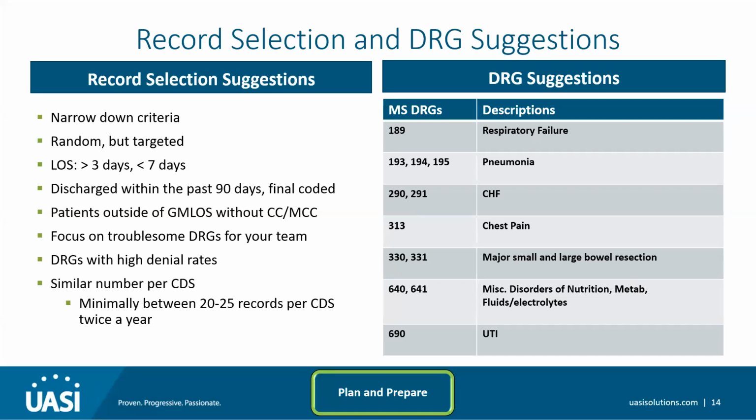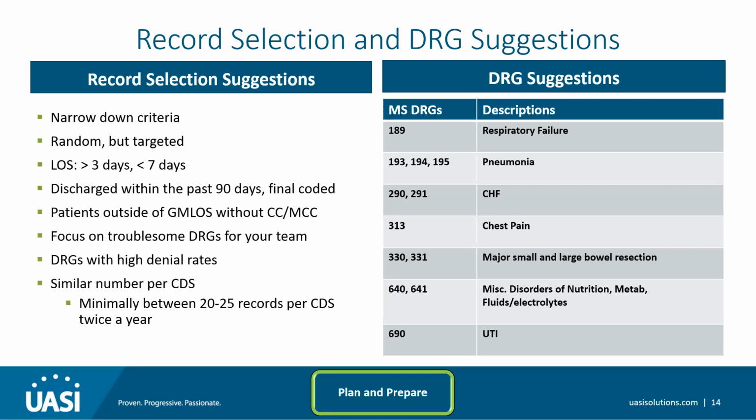Discharge within the last 90 days, final coded. I always like to do that because if there is a huge opportunity, maybe we found that a surgery didn't get coded or some MCCs didn't get coded, it can still be resubmitted. I always think it's key that if patients are outside the length of stay and they don't have a CC or MCC, why are they outside the length of stay? Was there an opportunity there?